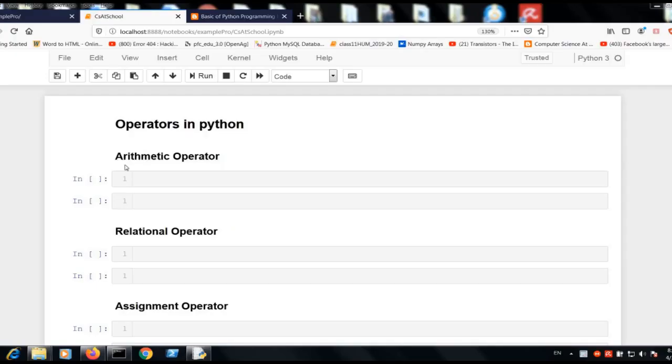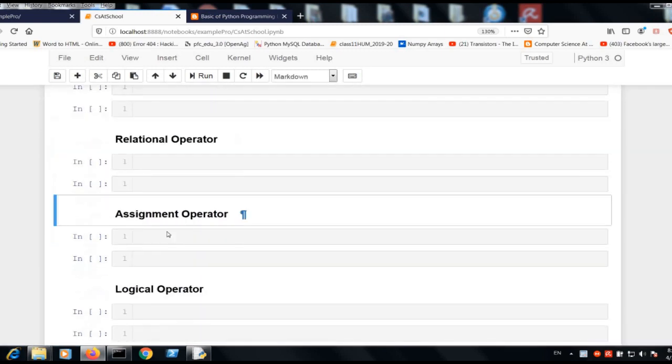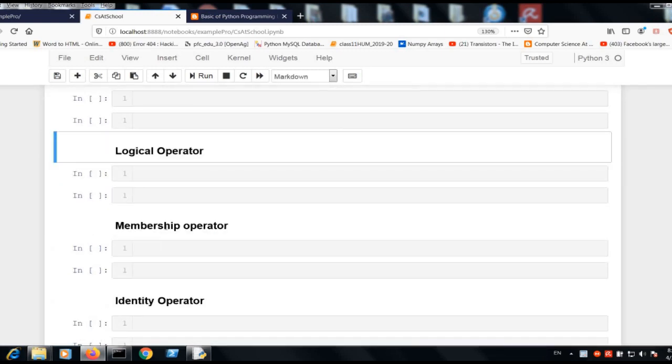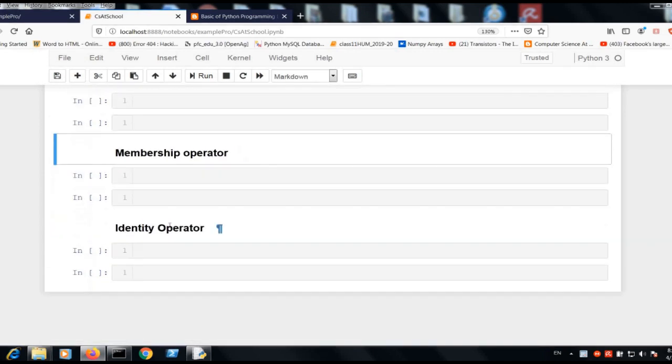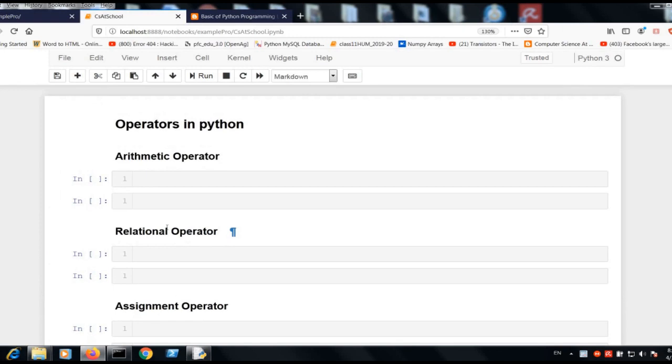Now we are in our Jupyter notebook, so we are going to discuss the operators in Python. The first operator is the arithmetic operator, then we have the relational operator, assignment operator, logical operator, membership operator, and identity operator. We will discuss each and every one of them, and we have marked it down. So first is the arithmetic operator.